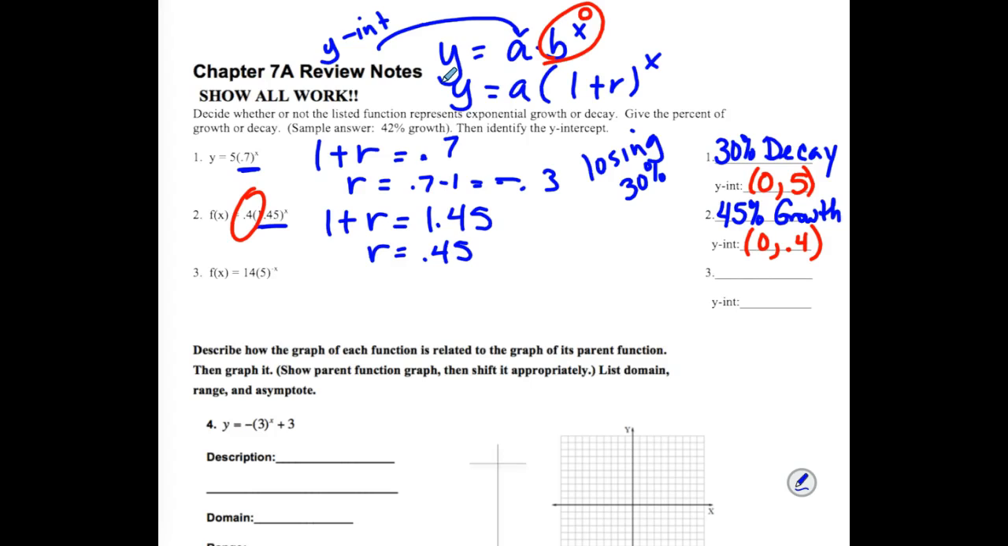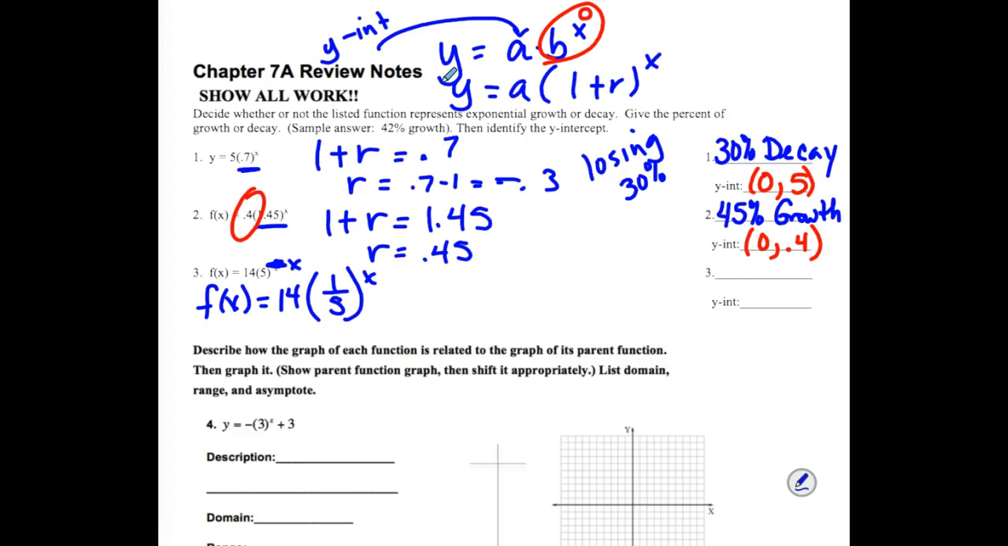Now, the third one, it's a little hard to tell, but this is a negative x for a power. We have 14 times 5 to the negative x. Because of that negative, we're going to have to flip that base. So I want you to think of this as 14 times 1/5 to a positive x power. Now it's in the format where we can identify if it's growth or decay. So really watch for those negative powers. We are going to have to flip them.